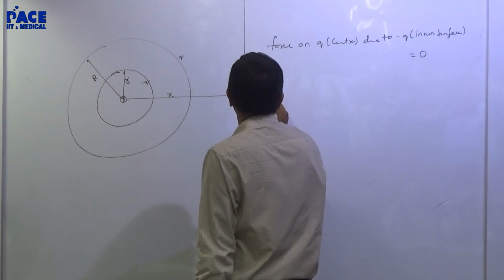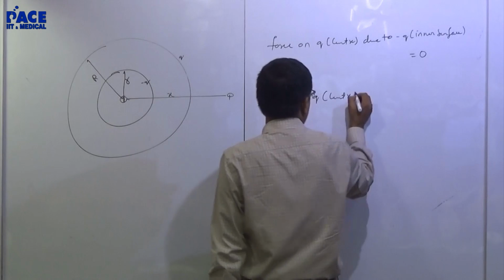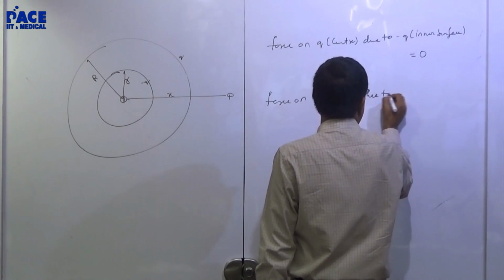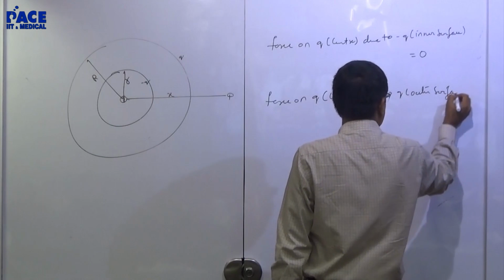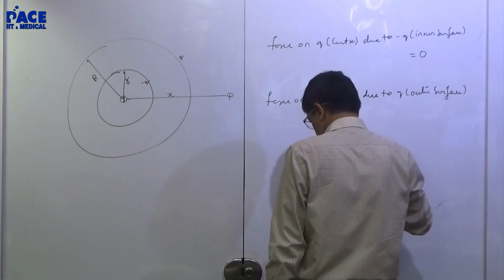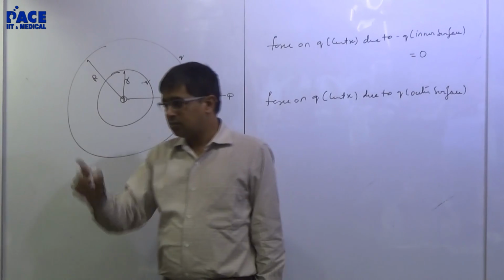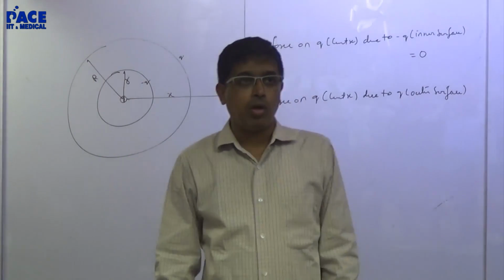Wonderful. Force on Q at center due to Q on outer surface. Zero towards the left. Zero, zero. Zero is wrong. Relax.